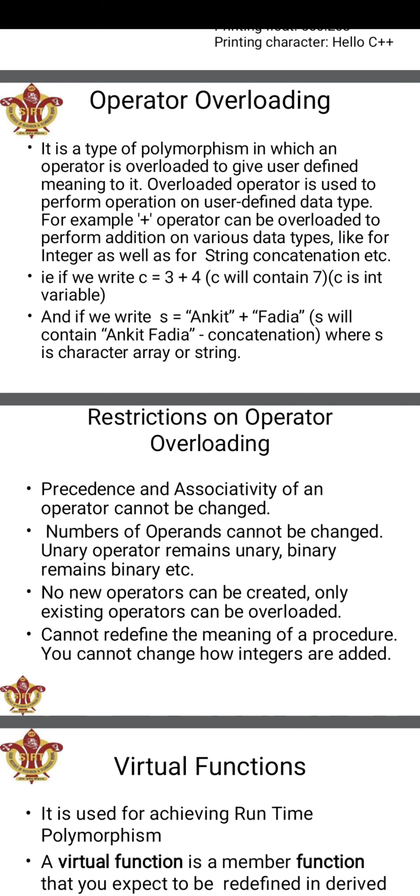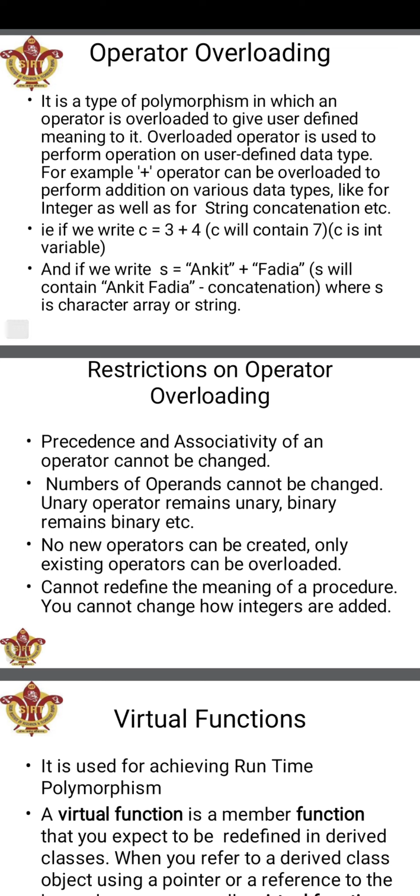Now restrictions on operator overloading: precedence and associativity of an operator cannot be changed. Next, the number of operands cannot be changed, that is, a unary operator remains unary, like plus plus i. So plus plus i will contain only one argument, so we cannot pass two arguments in it. Binary remains binary. It means a binary operator, like the plus operator we discussed, requires two operands, so we cannot change it by passing three arguments or only a single argument. It is not possible. So the number of operands cannot be changed.